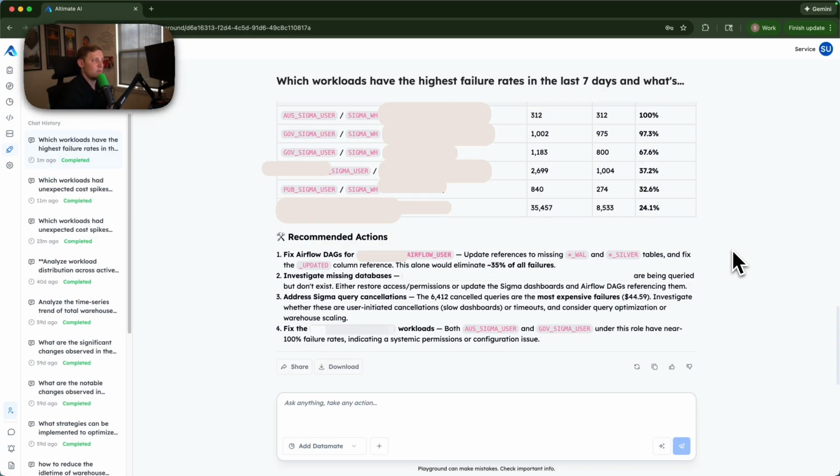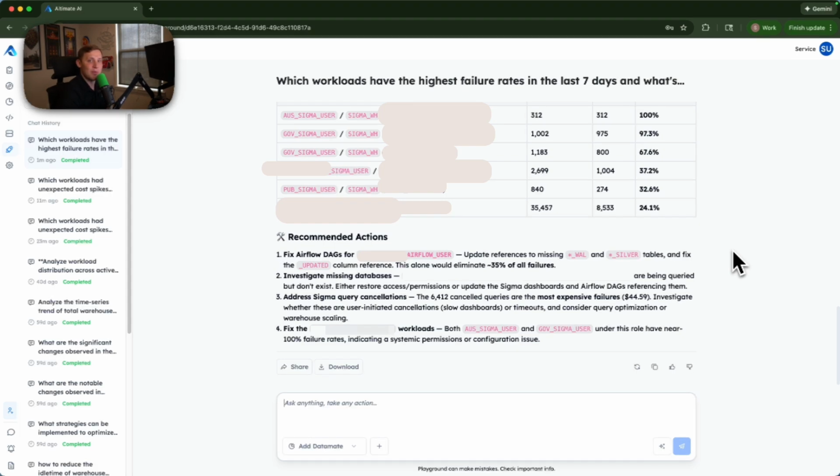And now at this point, we have our recommended actions. For our recommended actions, we have fix Airflow DAGs for that user, investigate missing databases, address Sigma query cancellations, and then, of course, fix that specific workload because it has a near 100% failure rate. So we should probably fix something there, right? So that's opportunity 2, which is finding out what's going on with those failure rates in your queries.